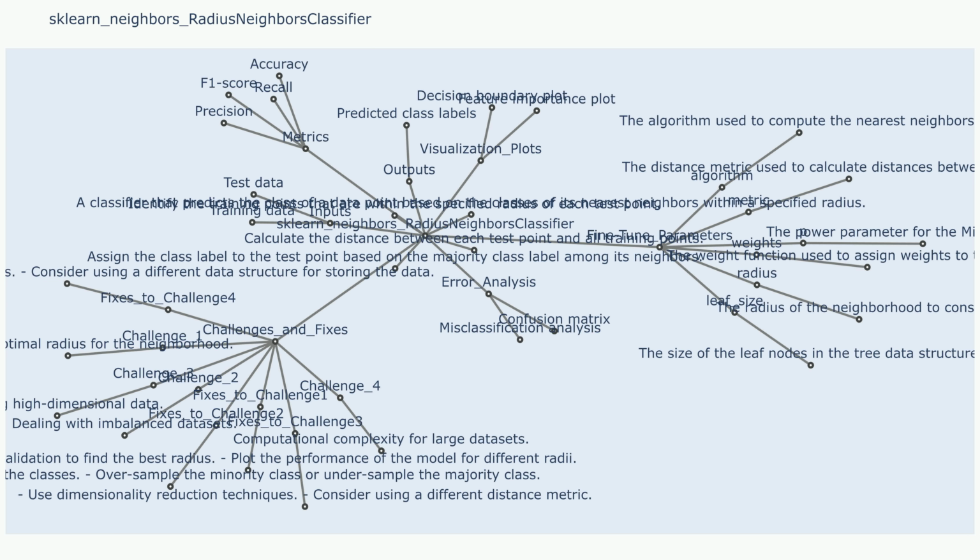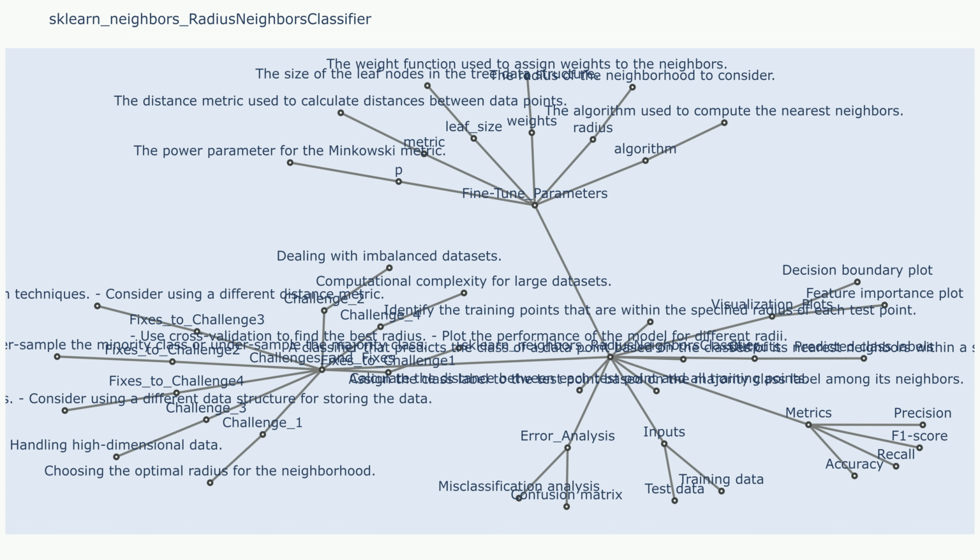sklearn.neighbors.RadiusNeighborsClassifier. Description: a classifier that implements radius-based nearest neighbors search. It predicts the class of a data point based on the majority class among its neighbors within a specified radius.